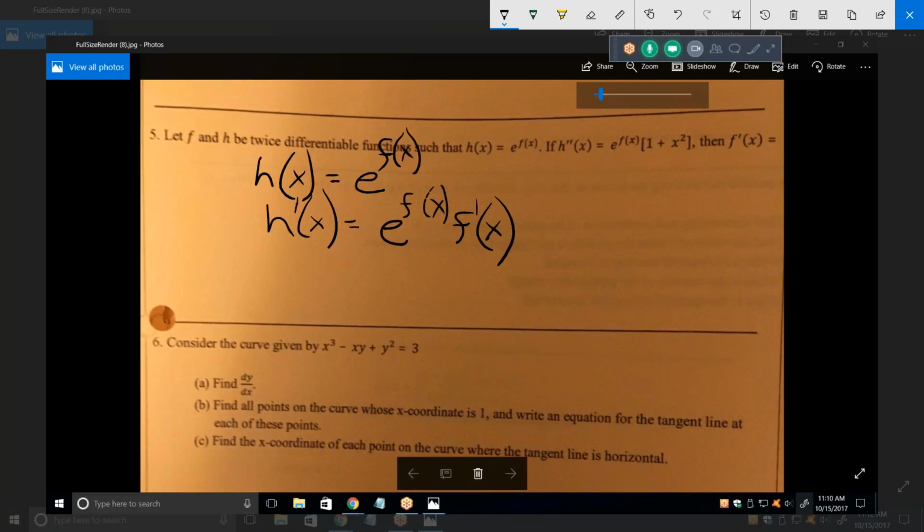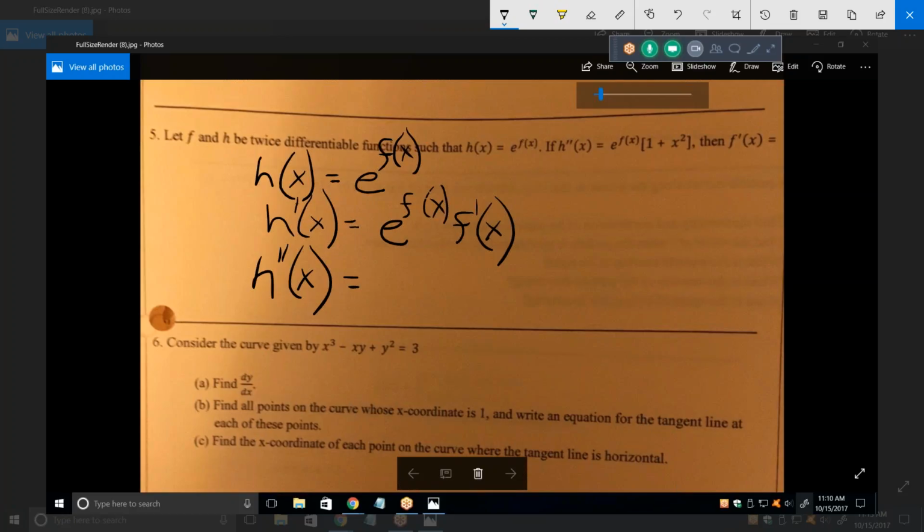Now, they tell us that h double prime of x, well, let's figure out what it is. We can do that with the product rule and the chain rule. In other words, we're going to solve for what h double prime of x is, and then we're going to let it equal that thing over there. Then we're going to be able to answer the question, what is f prime of x? I'm sure that's the way it's going to work out. But let's go ahead and apply the product rule and the chain rule to this.